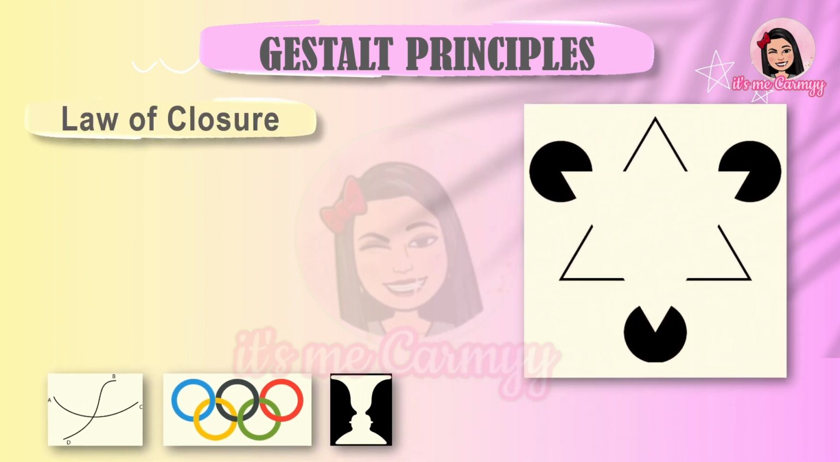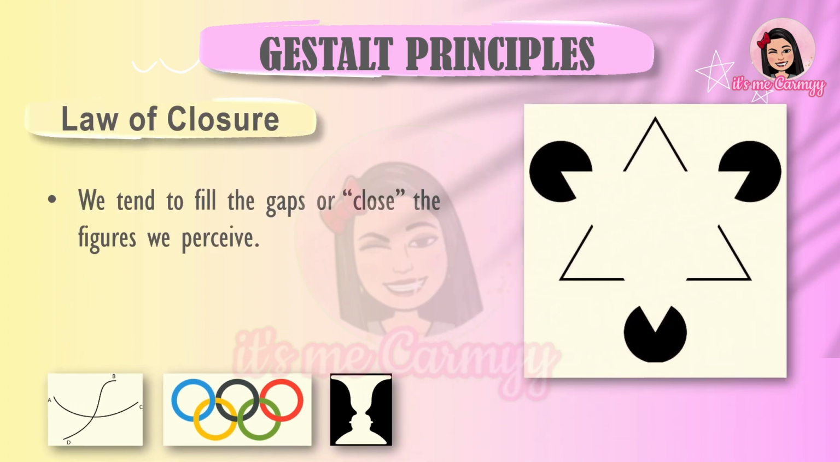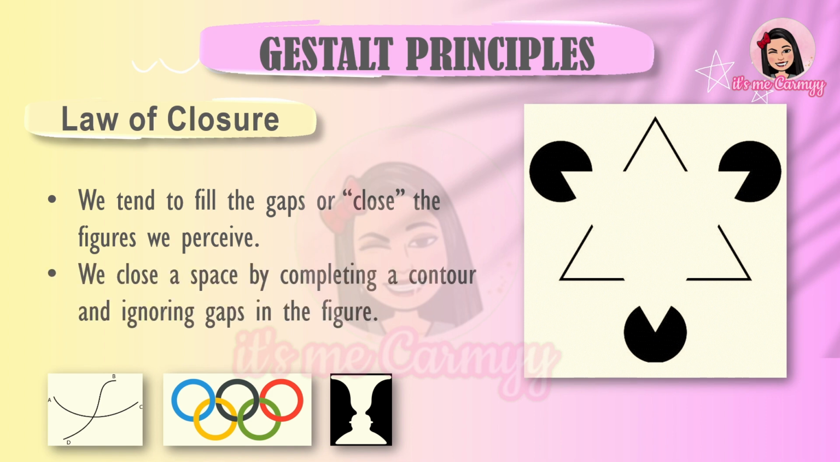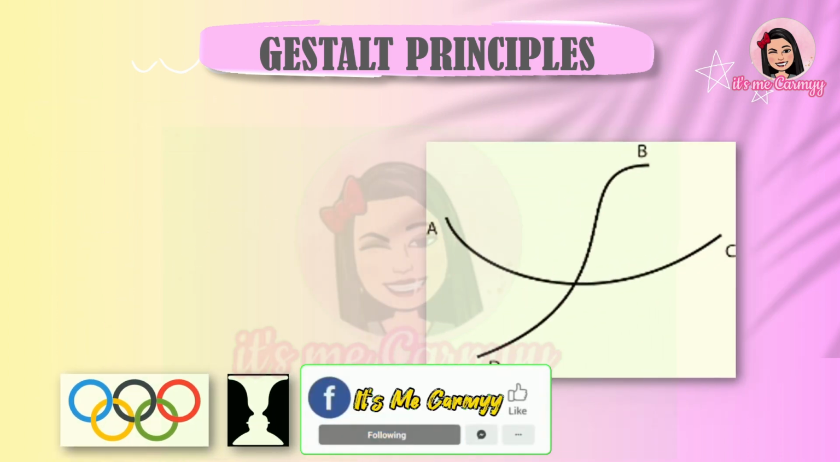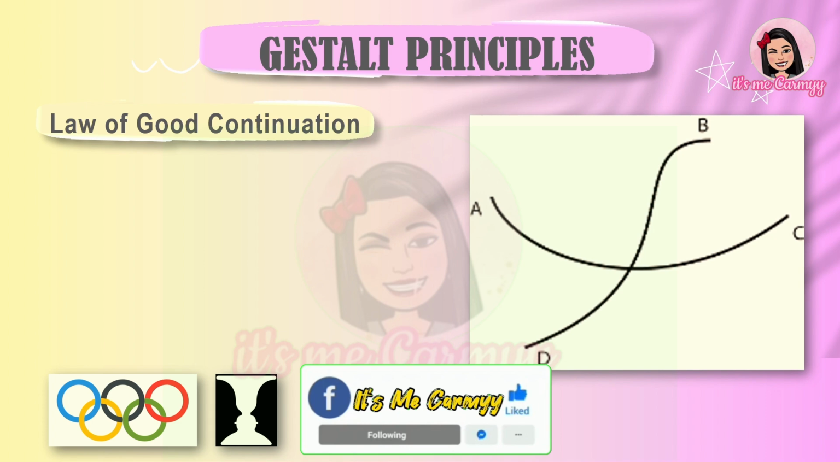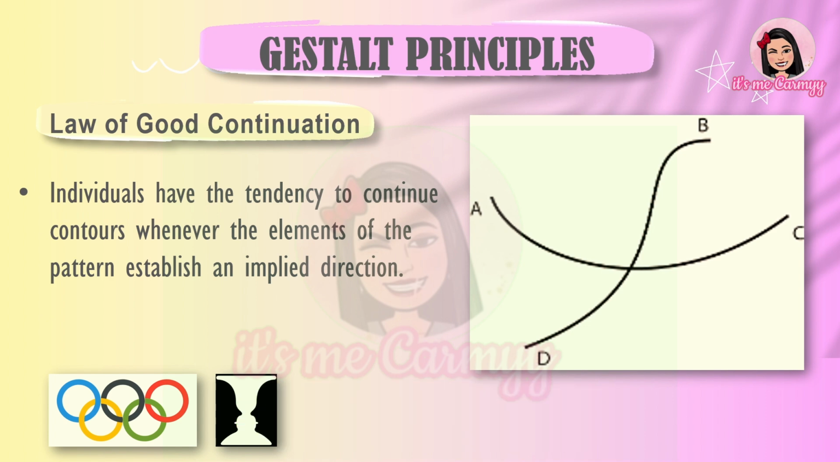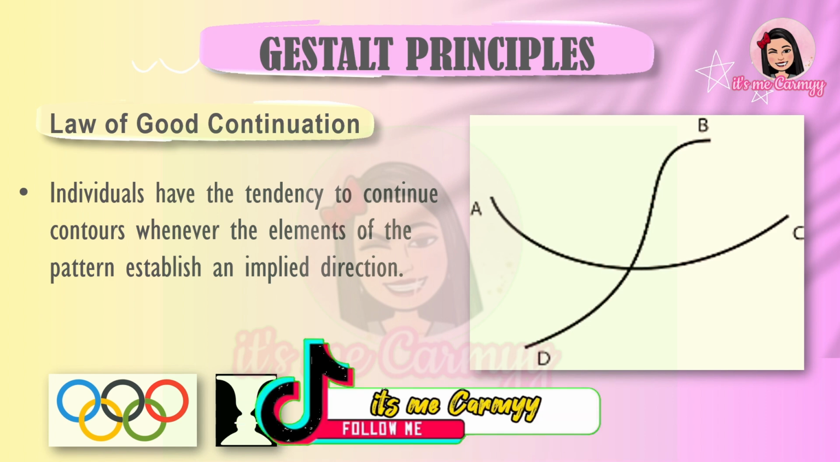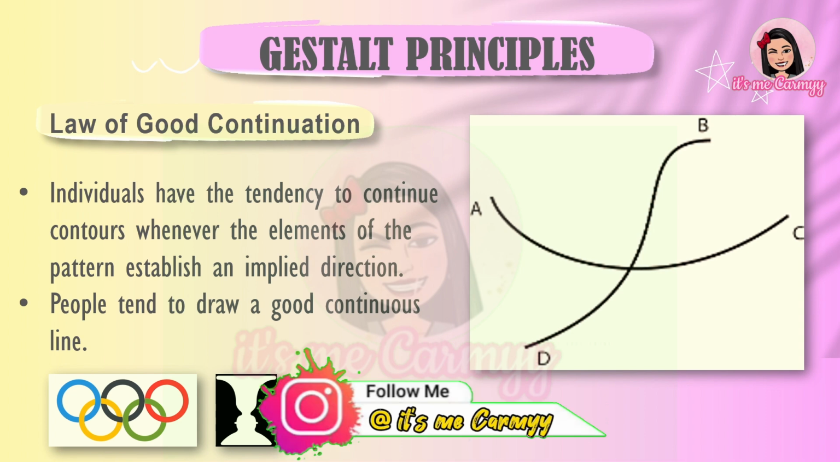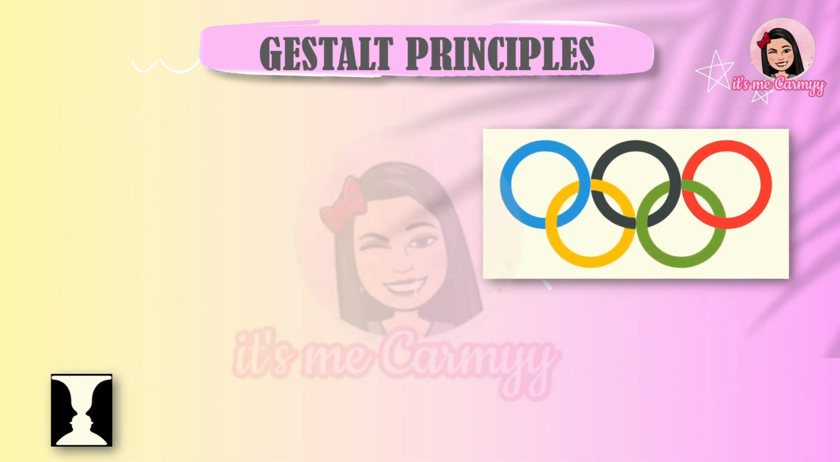This is the law of closure. We tend to fill the gaps or close the figures we perceive. We close a space by completing a contour and ignoring gaps in the figure. Law of good continuation. Individuals have a tendency to continue contours whenever the elements of the pattern establish an implied direction. People tend to draw a good continuous line.